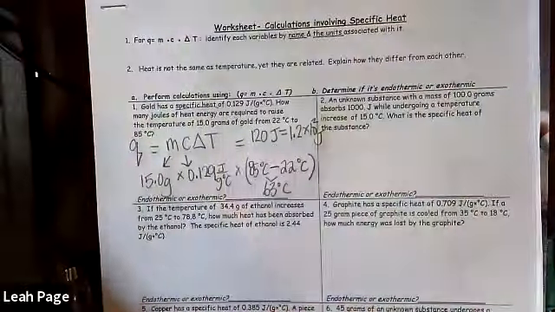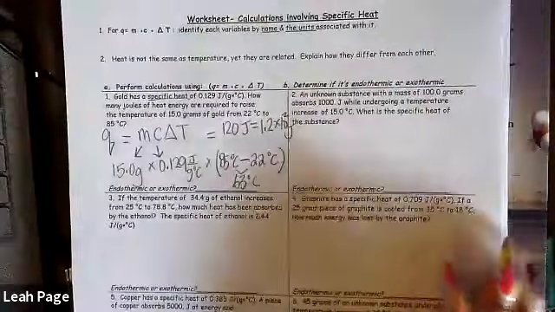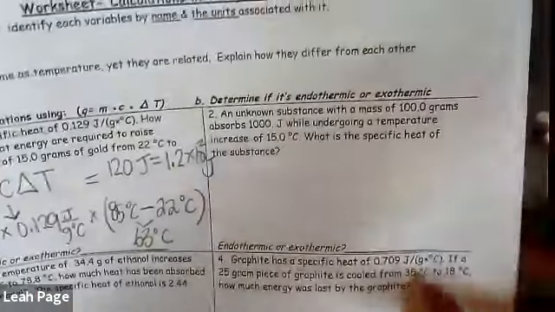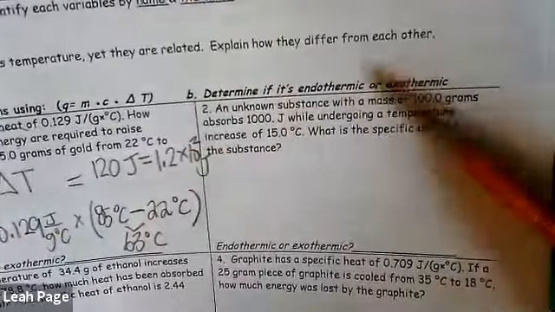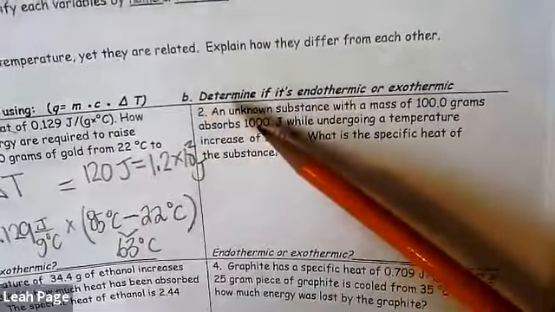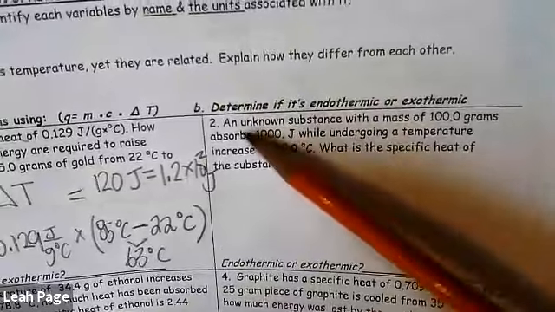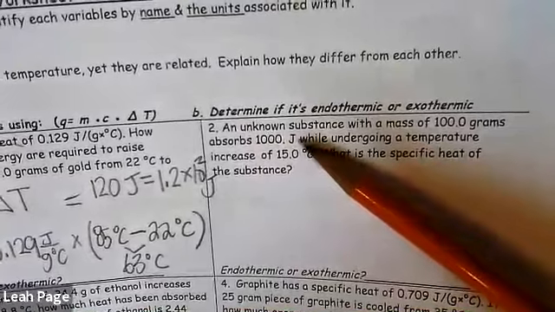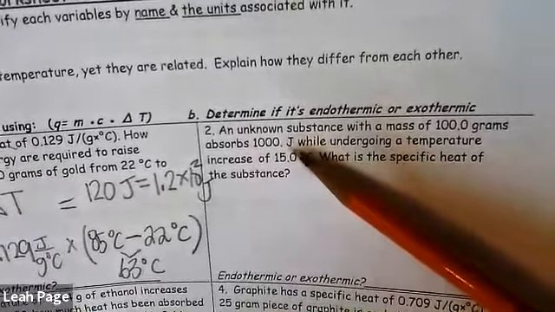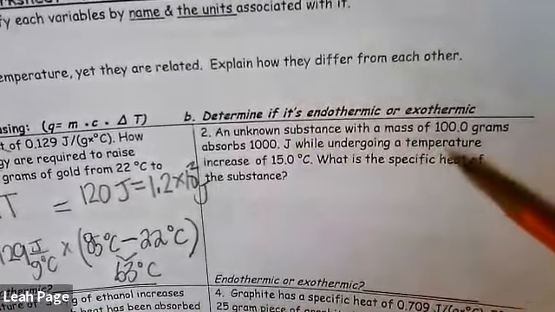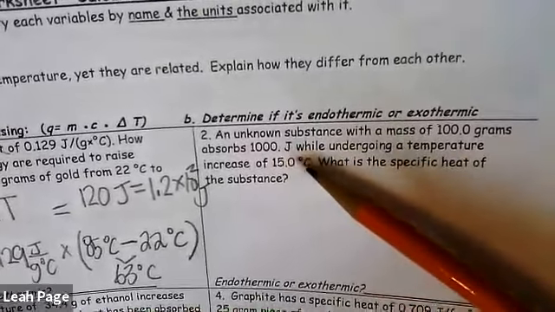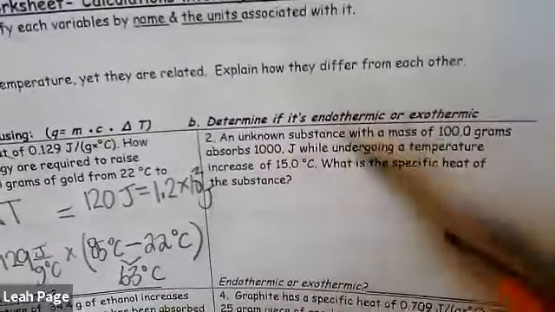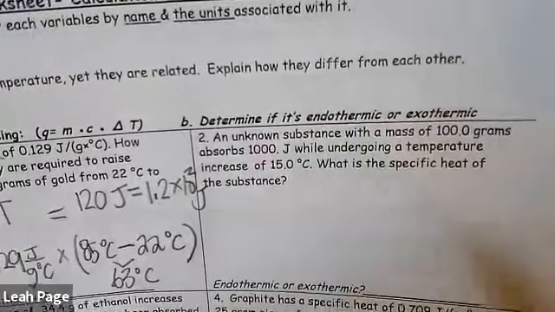All right, so we're on number 2 now, and it says we have this unknown substance that has a mass of 1,000 grams. Okay, so we know automatically that's our mass. It absorbs 1,000 joules. So what's this 1,000 joules? What variable is this? Heat. That's our heat. So that's what letter? Q. Our Q, okay, while undergoing a temperature increase of 15 degrees Celsius, and we know that this is going to be our change in temperature. The question says, what is the specific heat of the substance?